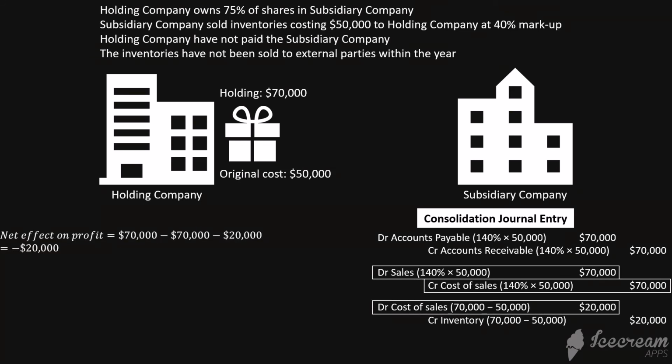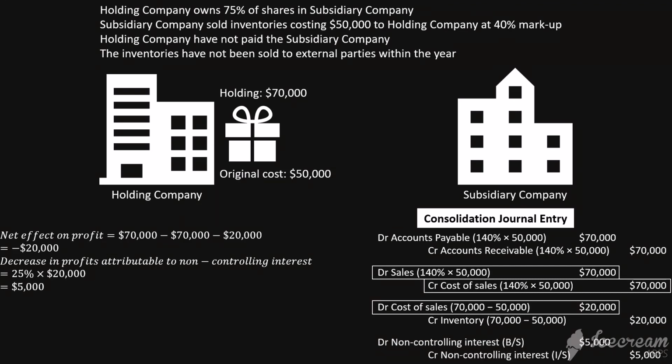Given that the holding company owns 75% of shares in the subsidiary company, this means the remaining 25% is attributable to the non-controlling interest. The decrease in profits attributable to non-controlling interest is therefore 25% multiplied by $20,000, giving us $5,000. The journal entry to record a decrease in share of profit attributable to non-controlling interest is debit non-controlling interest balance sheet and credit non-controlling interest income statement by $5,000. Remember, we follow the opposite for non-controlling interest. If the profit attributable to non-controlling interest has decreased, we will increase profit by crediting non-controlling interest income statement.